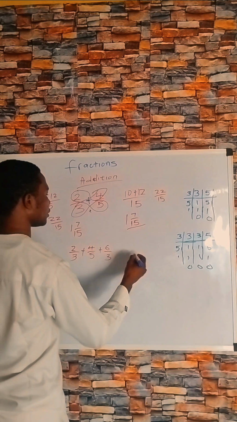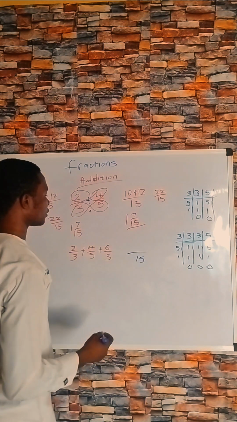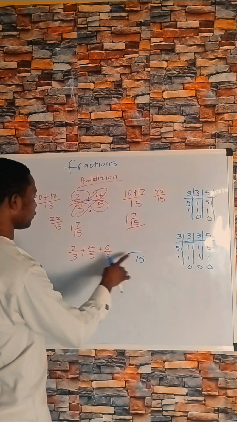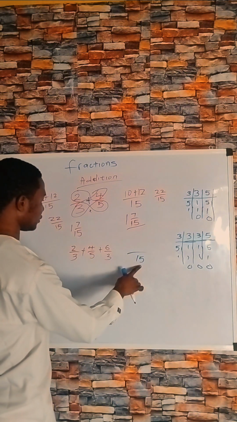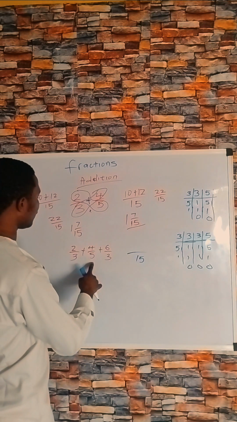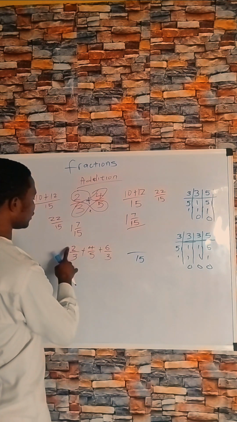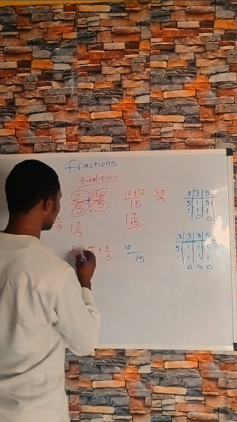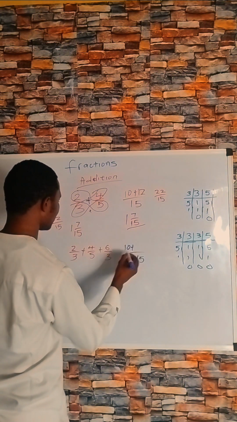So it will still be 15, and then 3 in 15 will give you 5, and then you use the 5 to multiply the numerator, which is 2. 5 times 2 will give you 10. Still bring back the sign, plus.